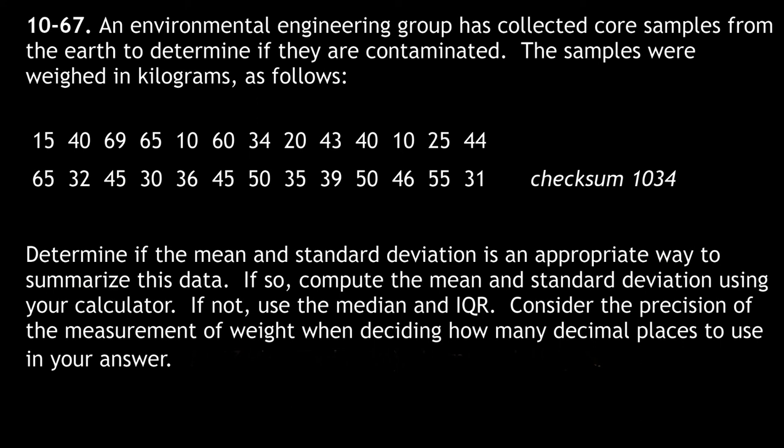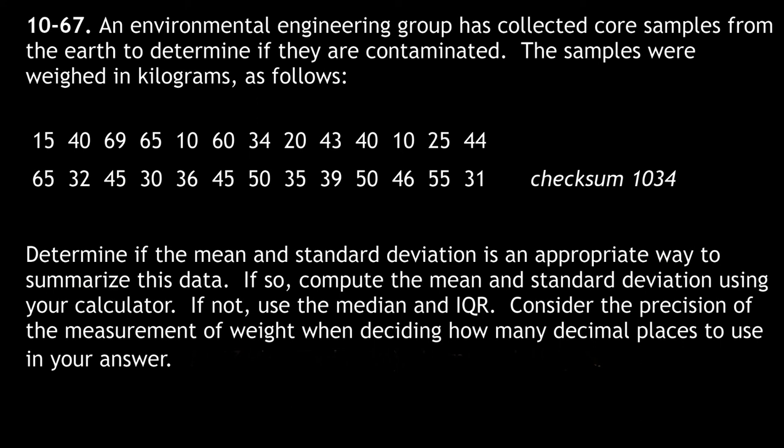It says determine if the mean and standard deviation is an appropriate way to summarize this data. And if so, compute both the mean and standard deviation using your calculator. If not, use the median and the interquartile range. Consider the precision of the measurements of weights when deciding how many decimal places to use in your answer. Because these are given to the nearest whole kilogram, I'm just going to give my answers to whole kilograms. I'm not going to claim any decimal values.